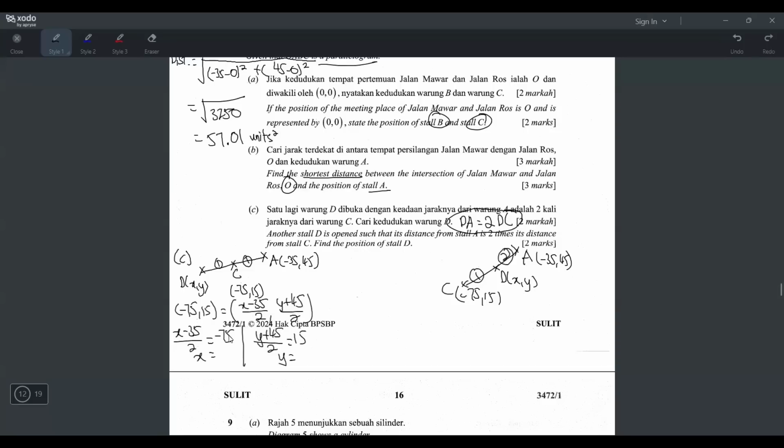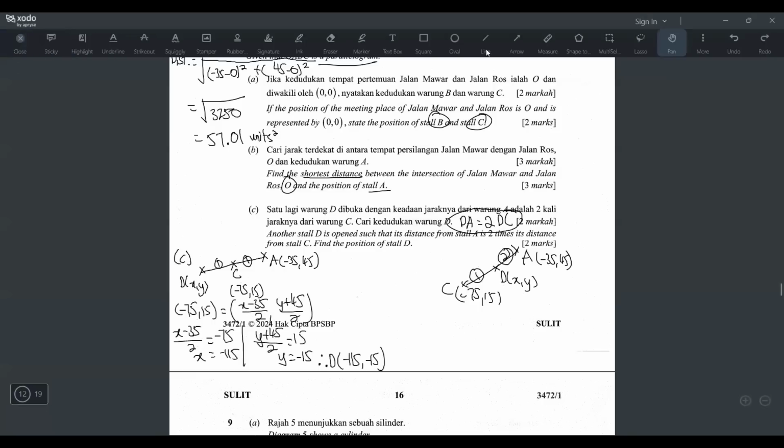Okay, now we can use our calculator. Negative 75 times 2 plus 35, negative 115. And then 15 times 2, and then plus minus 45. Okay, I got negative 15. So this is one of the possible answers. I will write here: point D answer is negative 115, negative 15.